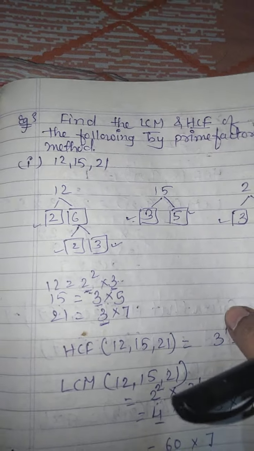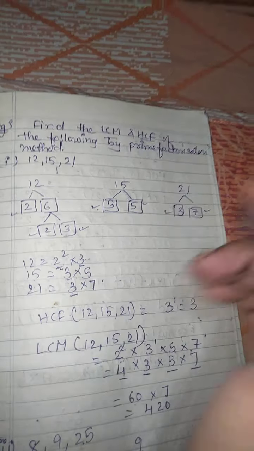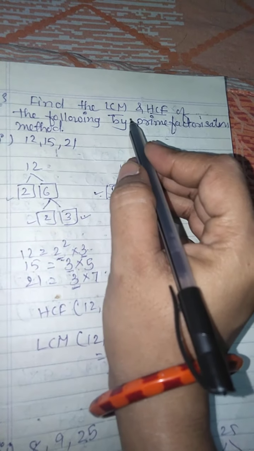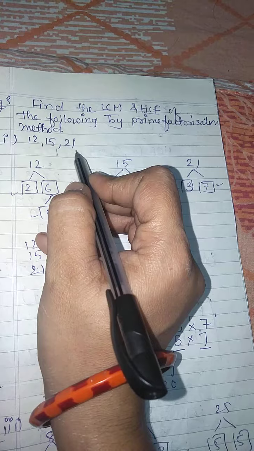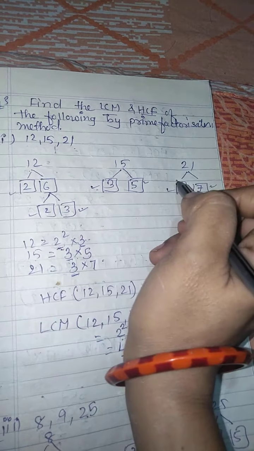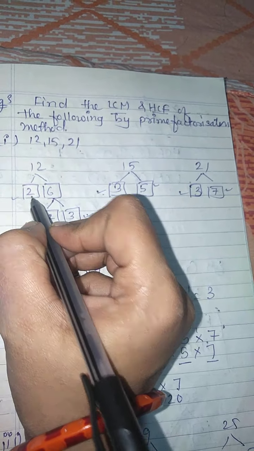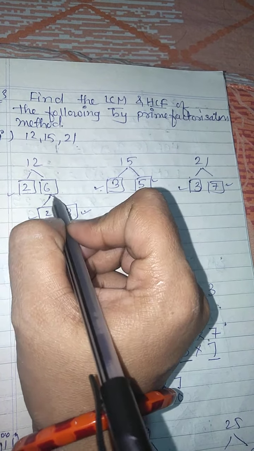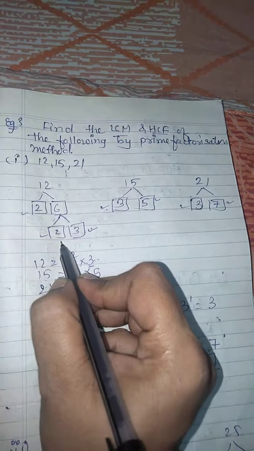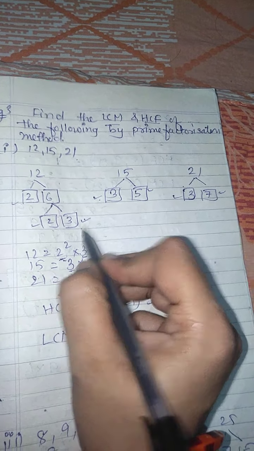Now next we will move to example number 3. Find the LCM and HCF of the following by prime factorization method. You are given 3 numbers, 12, 15 and 21. So what are the factors of 12? So 2 6s are 12. 2 is prime, 6 is composite. So we will factorize it. What are the factors of 6? So 2 3s are 6.